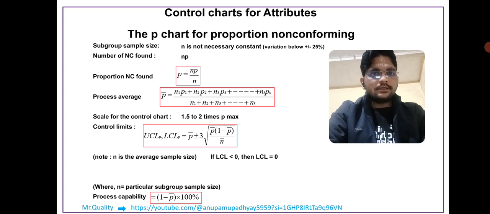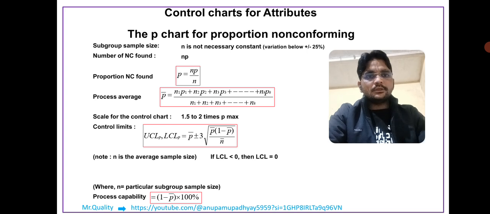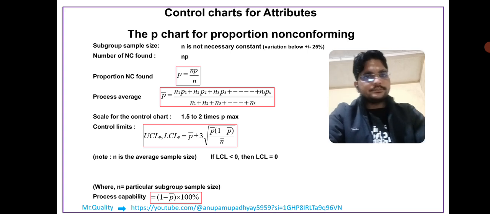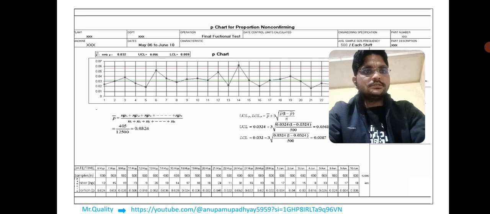For the lower control limit, the formula is P bar minus 3 under root P bar into 1 minus P bar, divided by N, where N is the particular subgroup sample size. Process capability will be 1 minus P bar, into 100%. This is the plot of the P chart.